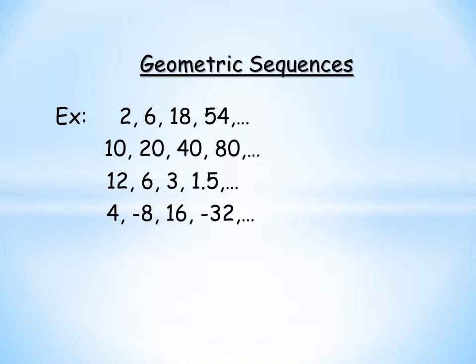And on the last one, you could multiply by a negative 2, in which case you'll see your signs are going to switch. 4 times negative 2 is negative 8. Negative 8 times negative 2 would be 16, and so forth.